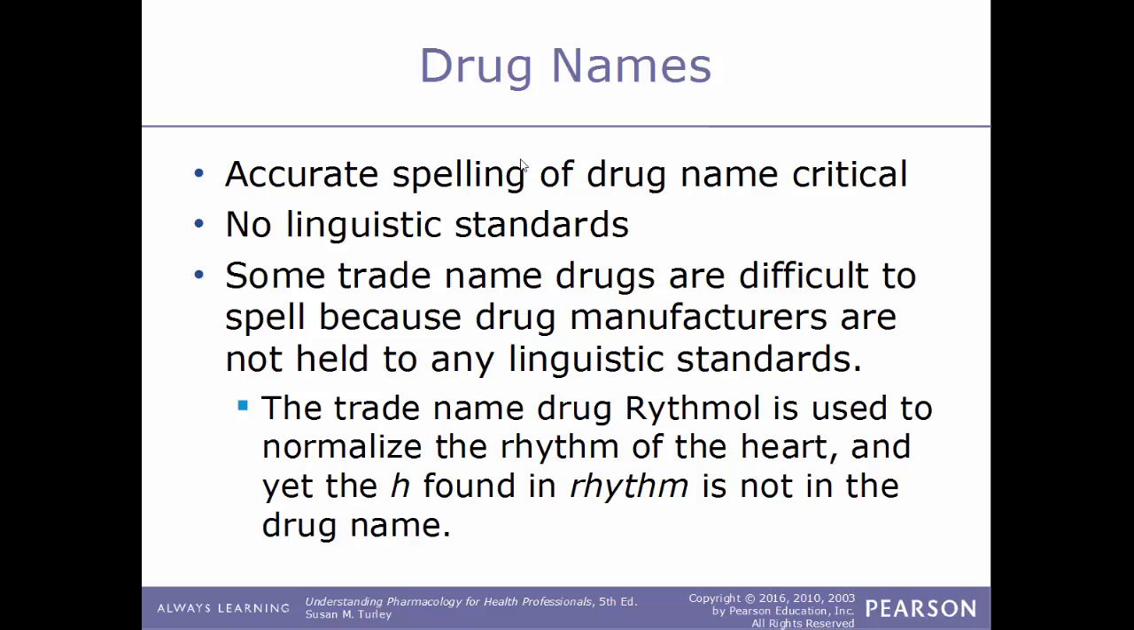Accurate spellings of drug names are critical, especially when you deal with very long and confusing names, and there are no linguistic standards when it comes to this. So some trade names are difficult to spell because drug manufacturers aren't held to any kind of standards. For example, the trade name drug Rhythmol is used to normalize the rhythm of the heart. But there's no H found in the trade name, even though there's an H in rhythm. So there are no linguistic standards that would dictate having a letter there or not.